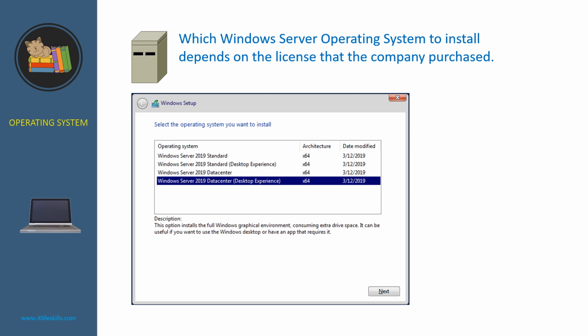In a real working environment, which Windows Server operating system to install depends on the license that the company purchased. For example, if the company purchased the license for Windows Server 2019 Datacenter, then we will install it with the Desktop Experience option, because this option installs the full Windows graphical environment, which makes it easier for us to manage and troubleshoot any related issues.